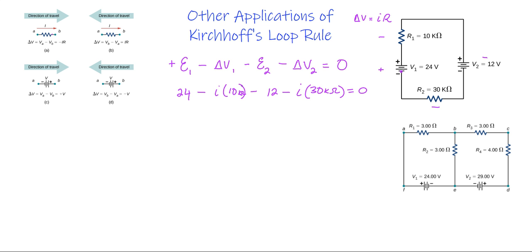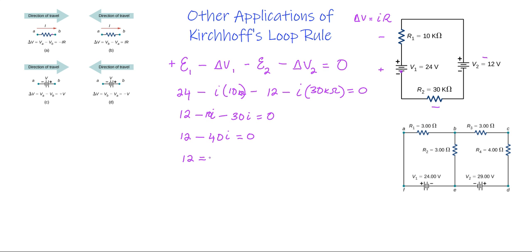So combining constant terms here, I have 12 minus, and then I have 10I minus 30I equals 0. I can combine like terms again, so I have negative 10 plus negative 30, which would give me negative 40I equals 0.